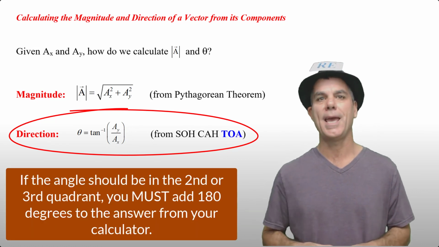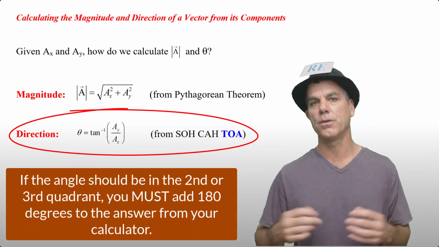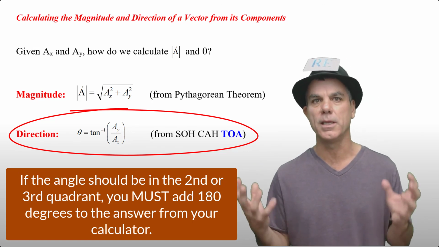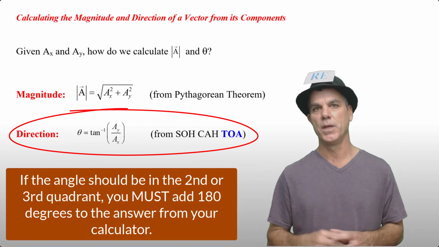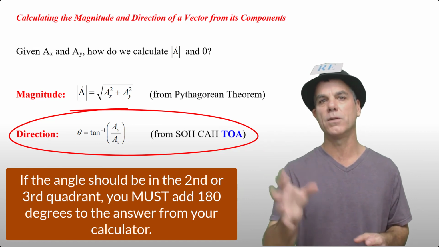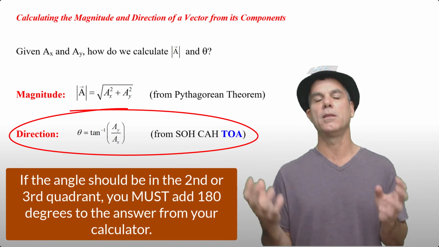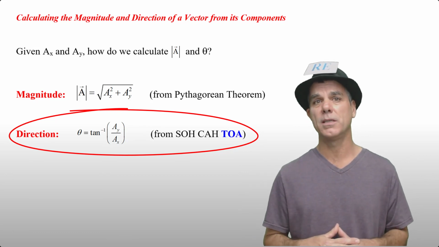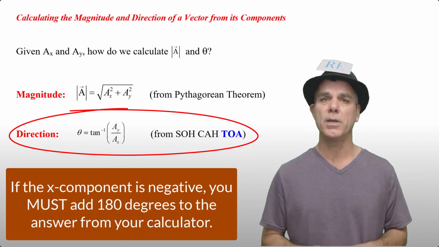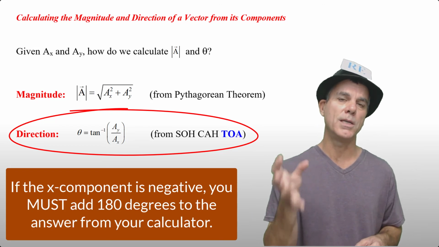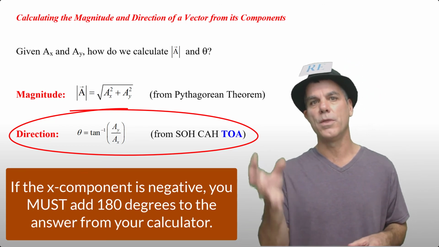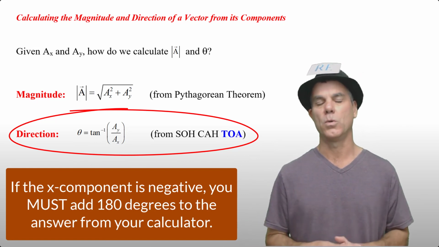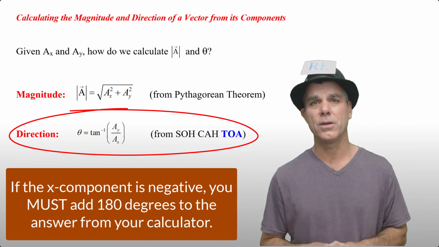If you know that the angle should be in the second or third quadrant, you have to add 180 degrees to the answer your calculator gives you. It will only give you an inverse tangent angle, which is in the first or fourth quadrant. How are you going to know if the angle should be in the second or third quadrant? Super easy. If the x component is negative, then you know that particular vector is either in the second or third quadrant. That's really all there is.